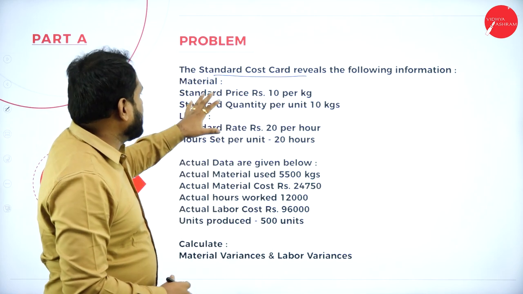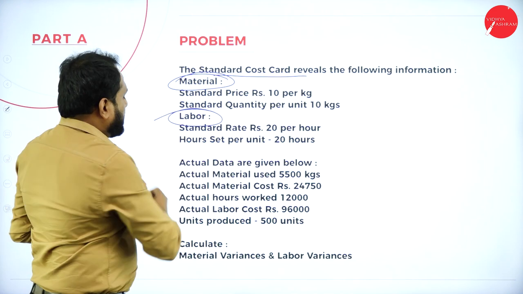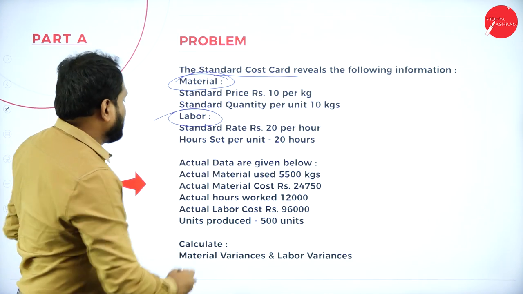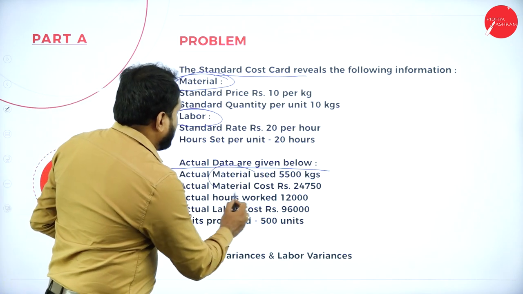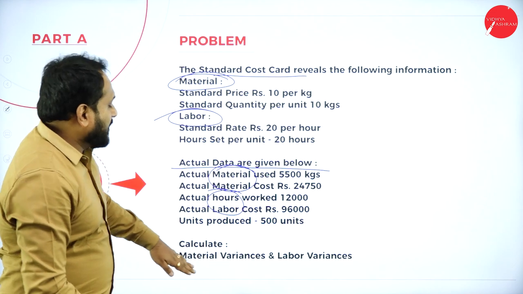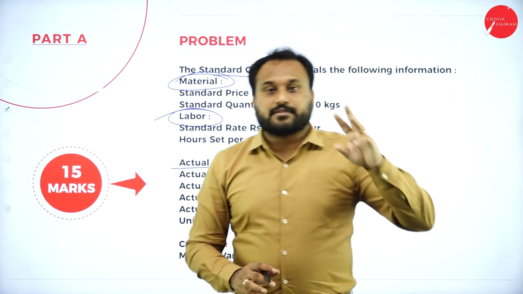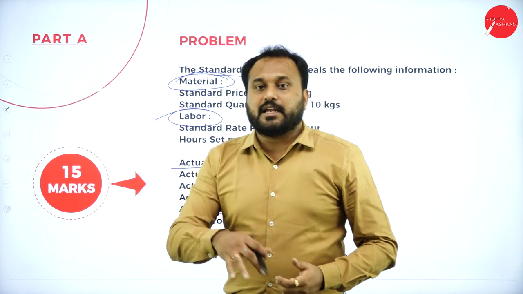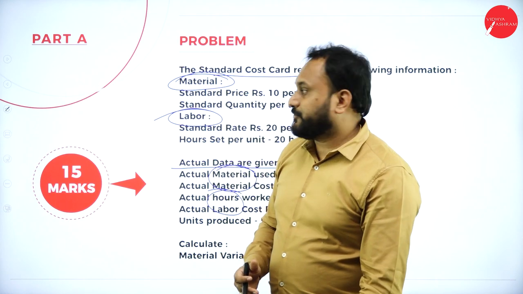So here they have given material, labor, and actual data. That is the actual. Here in actual, you have materials and then you have labor. Later, they have asked us to calculate material variance and labor variance. That means 3 material variances and 3 labor variances.